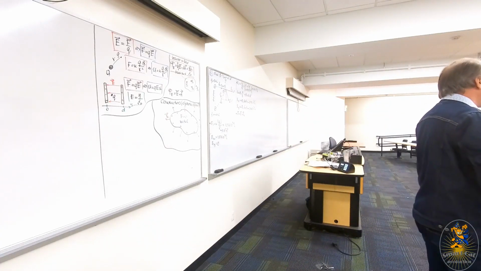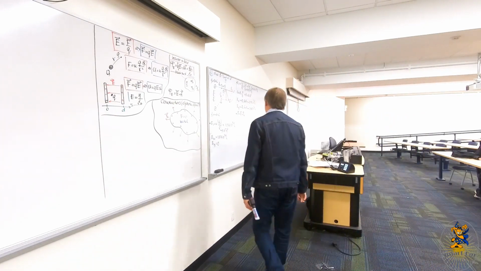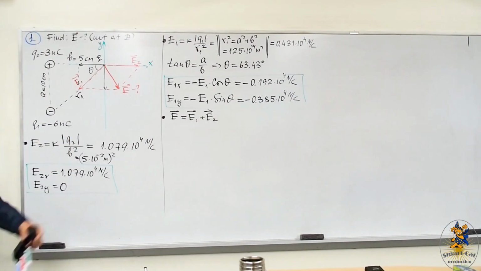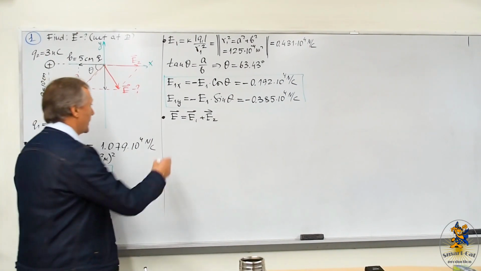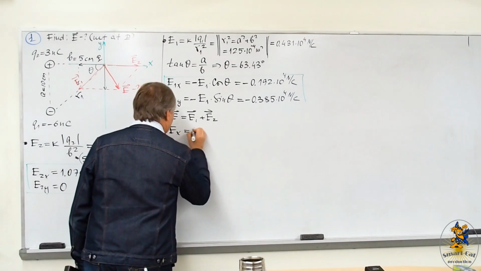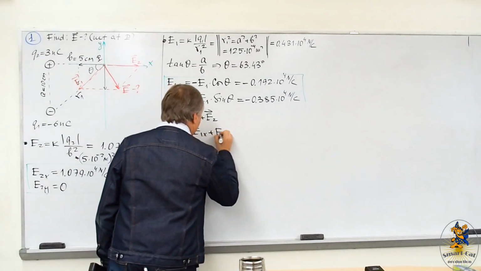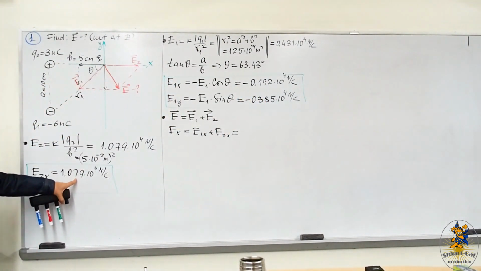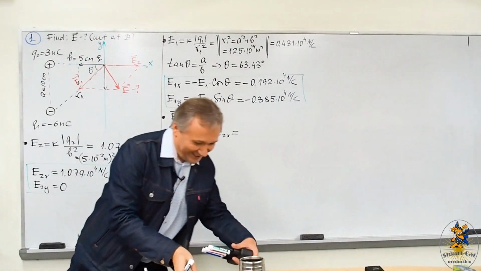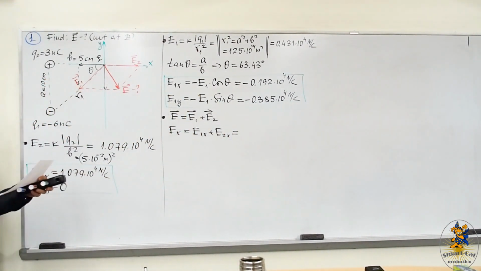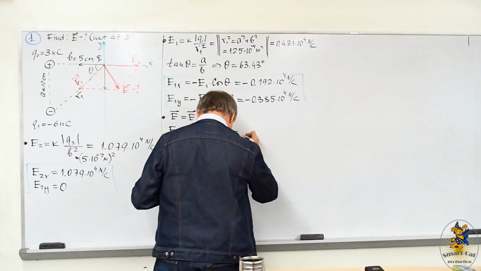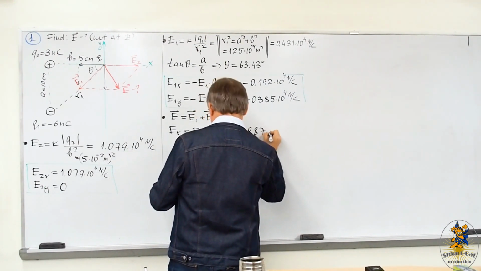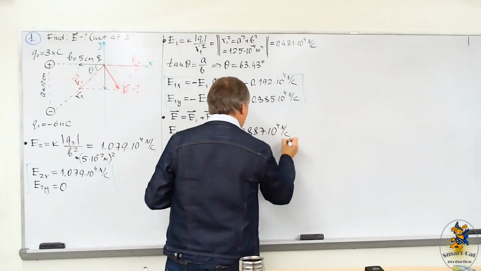So corresponding components must be added. What can be easier than that? The x component and the y component are easier because this is 0. So Ex equals E1x plus E2x, negative, positive. Okay, I will look at my notes. So it will be 0.887 times 10 to the power of 4 newtons per coulomb.